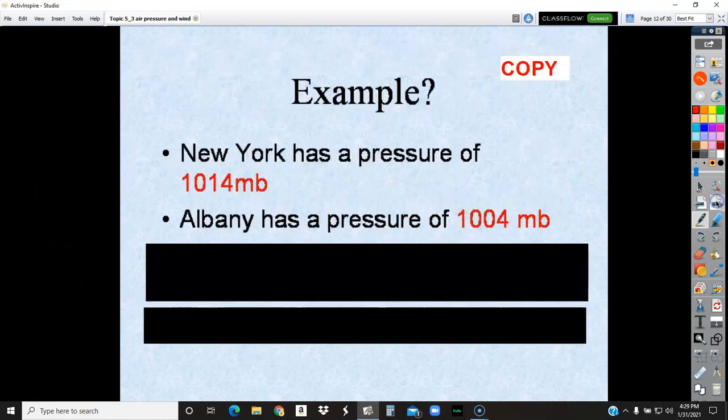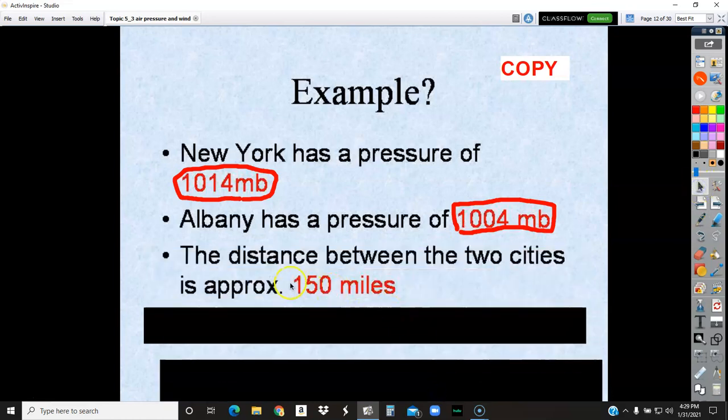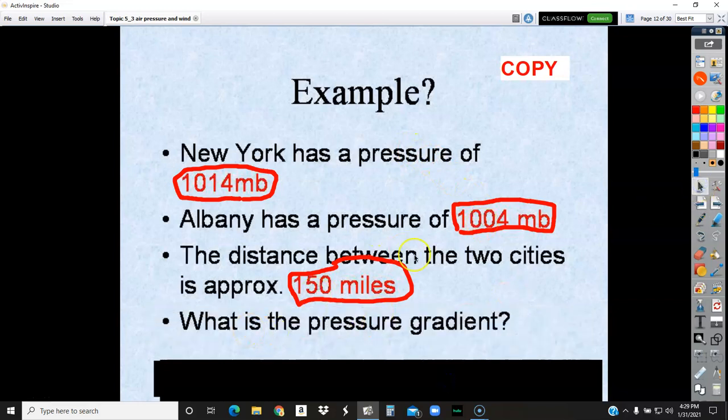So let's just do a real quick example. Let's say New York City has a barometer and they measure an air pressure of 1,014 millibars. So that's the pressure in New York City right now. Let's say Albany has their barometer set up and they get a pressure of 1,004 millibars. And you want to find the pressure gradient. The distance between Albany and New York City is 150 miles. So you've got the pressure in New York, the pressure in Albany, and a distance of 150, and we're going to calculate the pressure gradient.